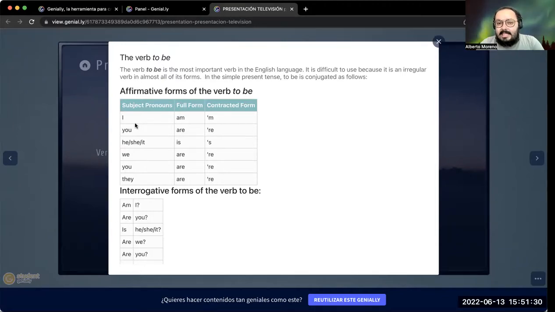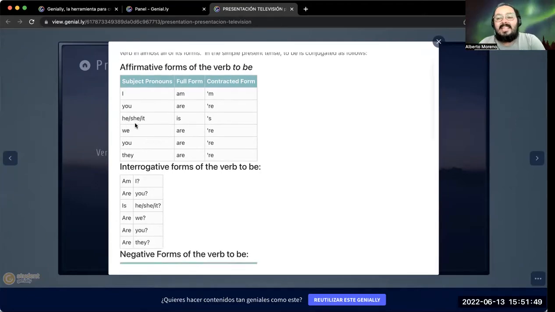Here it says, the verb to be is the most important verb in the English language. It is difficult to use because it's an irregular verb. It's not a regular verb. And in the simple present tense, the verb to be is conjugated as follows. So we have here the subject pronouns and the verb to be.